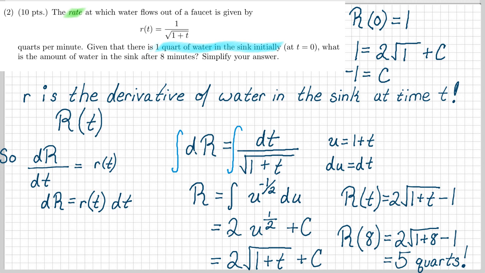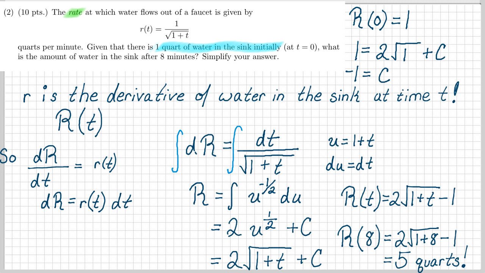So when we integrate, we're using an indefinite integral here. We get an arbitrary constant plus c, and that's why we have to use our initial condition, because in this case our sink wasn't empty. It had a quart of water in it. And so when we solve for c, taking that into account, we get that c equals -1. So using the antiderivative to get the amount of water in the sink over time can be off by a constant.